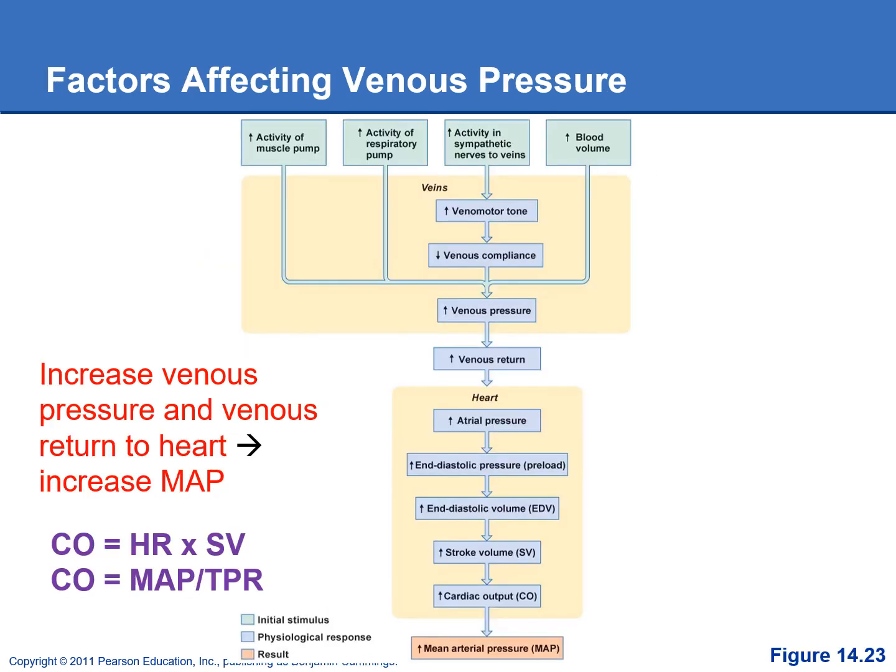This diagram just shows the 4 factors that affect venous pressure. So we've got our skeletal muscle pump, respiratory pump, venomotor tone coming from the sympathetic nervous system, and then also blood volume. So all 4 of those things will affect the venous pressure, and that'll affect the cardiac output and the mean arterial pressure.